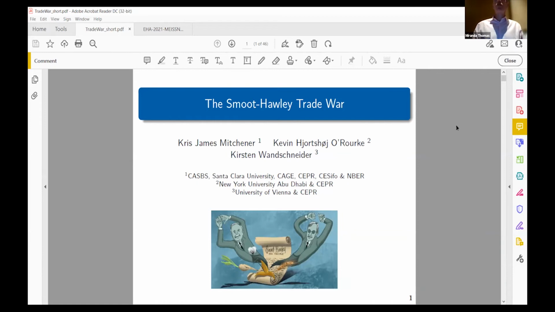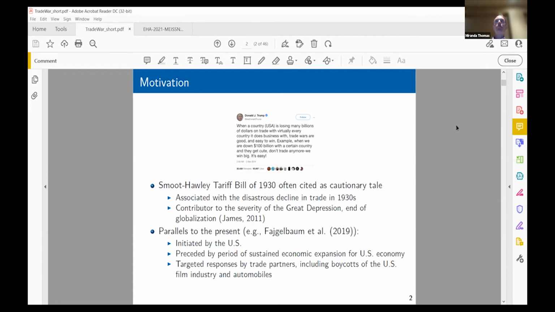This is joint work with Kirsten Wandschneider and Kevin O'Rourke, and the motivation of our paper is pretty clear. It comes out of the Trump administration's trade policies, which are embodied in a tweet sent out by President Trump in 2019, exemplifying a naive view on trade about who wins and who loses. Simplifying it down, it says, trade wars are good and easy to win. When we are down 100 billion with a certain country and they get cute, we just don't trade anymore. We win big, it's easy.